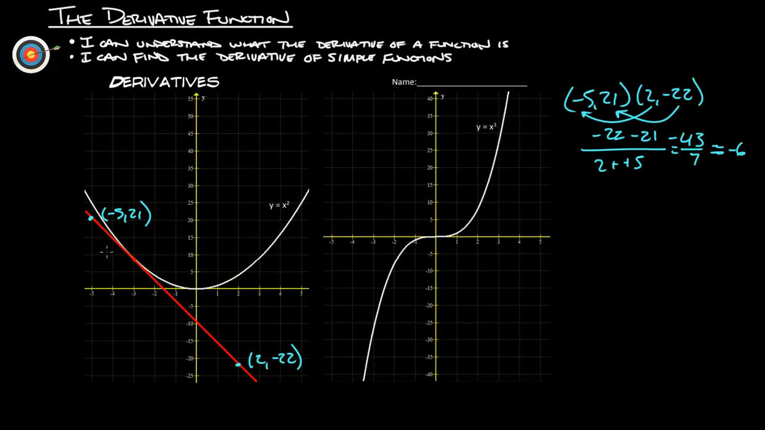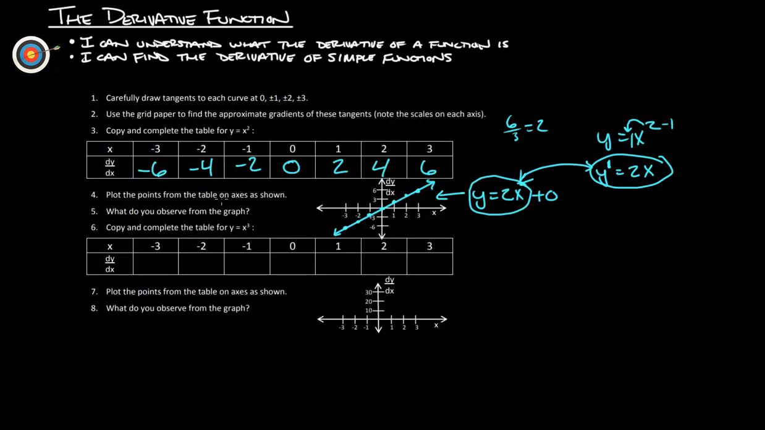So there's the graph. Remember, we were finding the slopes of all these tangent lines, right? So we figured out that, say, at negative 3, the slope was negative 6, right? And that's where all this data up here is coming in. The slope of the tangent line when x is negative 3 is negative 6, right?